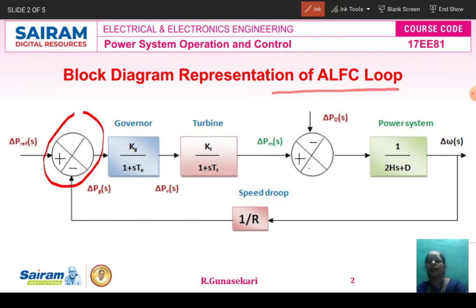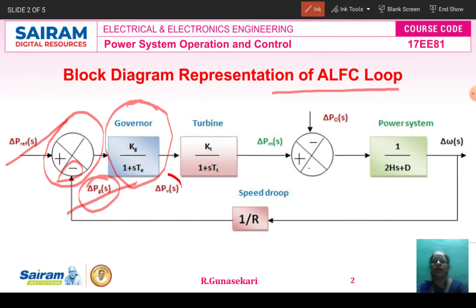So this is the comparator. The comparator's positive input is del P reference of S, that is the speed reference setting, and then the governor power del Pg of S is the negative input. Then this is the governor block. The governor input is del Pg of S, and the governor output is del Pv of S. The del Pv of S represents the change in valve power.